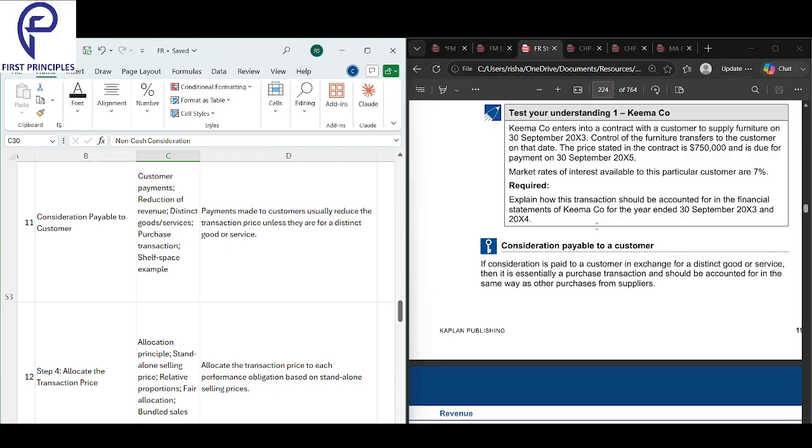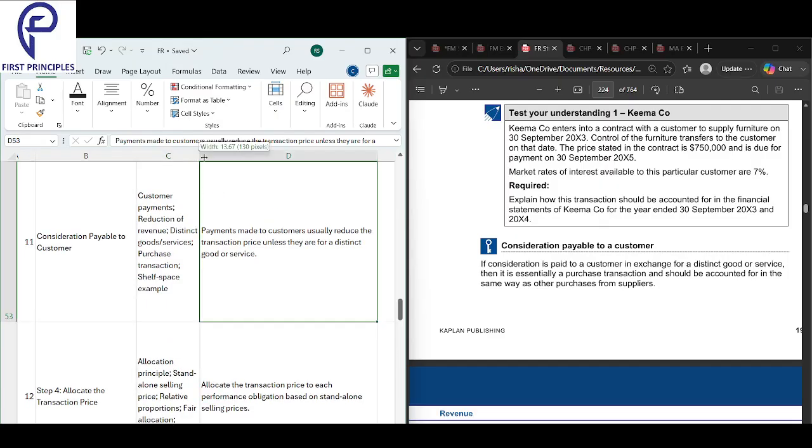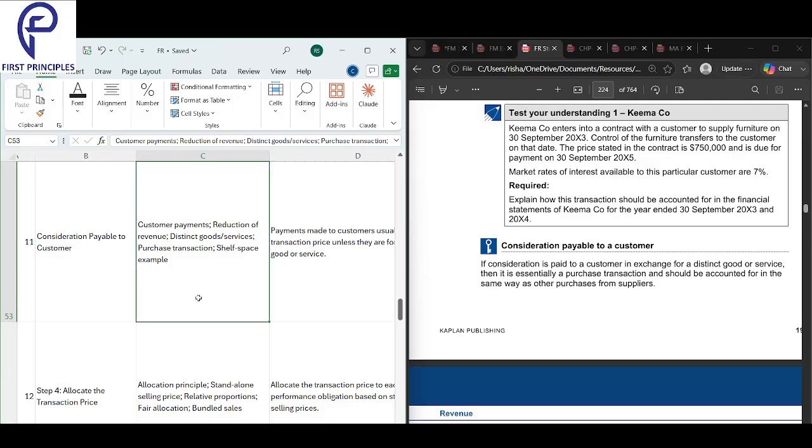So customer payments are a reduction of revenue, right? In a way, it is a reduction of revenue because the seller is saying that whatever you pay me, you can net off the price of the fridge. You buy X amount of goods, I will reduce the price of a mini fridge for you. So customer payments are a reduction of your revenue, and it relates to, as you can see, the purchase transaction, the shelf space example.